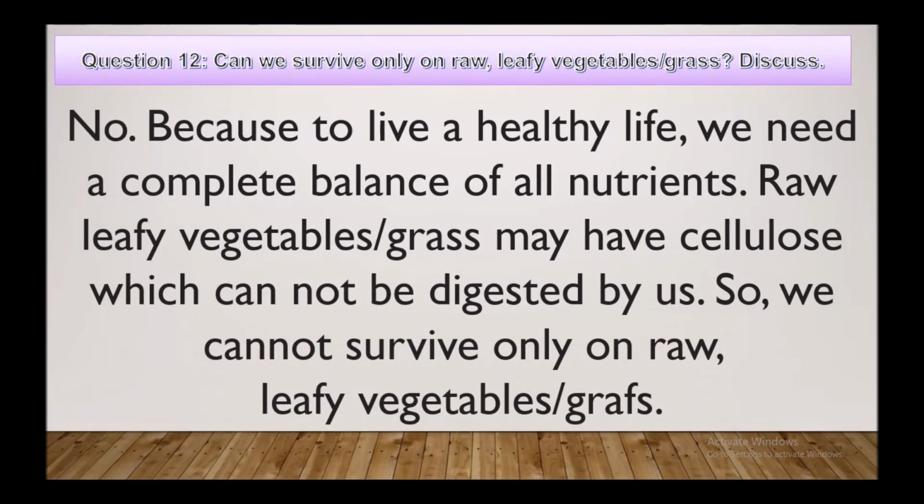Question 13. Can we survive only on raw, leafy vegetables or grass? Discuss. No, because to live a healthy life, we need a complete balance of all nutrition. Raw leafy vegetables and grass may have cellulose which cannot be digested by us. So we cannot survive only on raw leafy vegetables or grass.